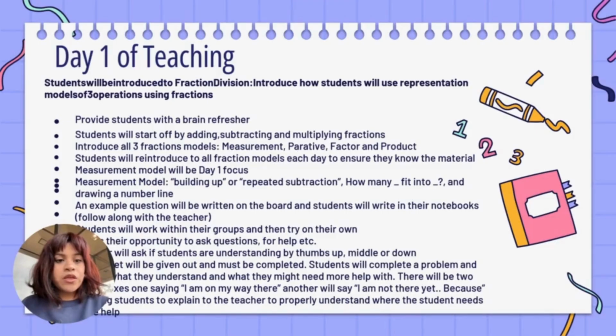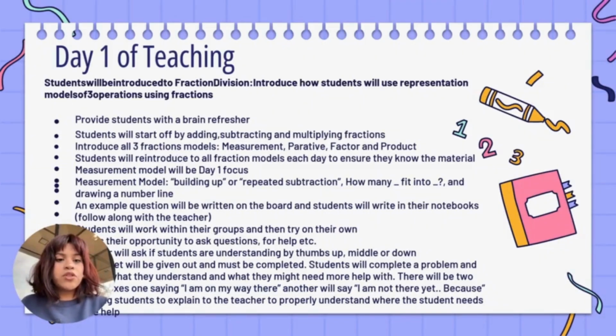During this time, students will also get to work within their groups, and this is also their opportunity to ask for help. Teachers will ask if they're understanding the material, and by doing this, they'll ask students to give a thumbs up, in the middle, or down. Thumbs up means they are understanding. In the middle, they're on their way to understanding fully. Thumbs down means they are not understanding.